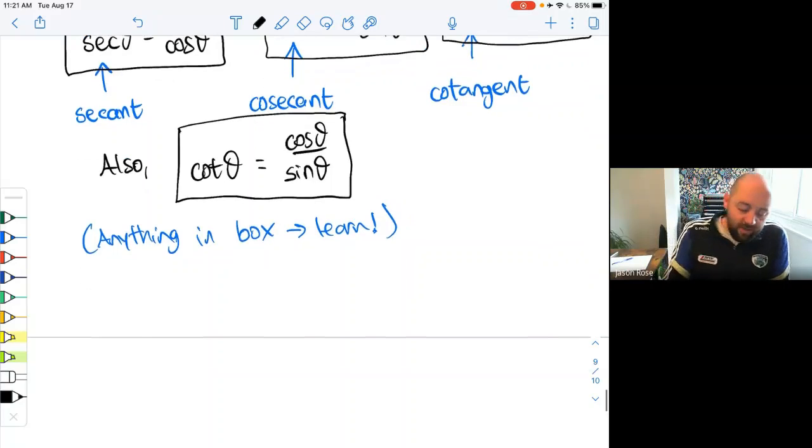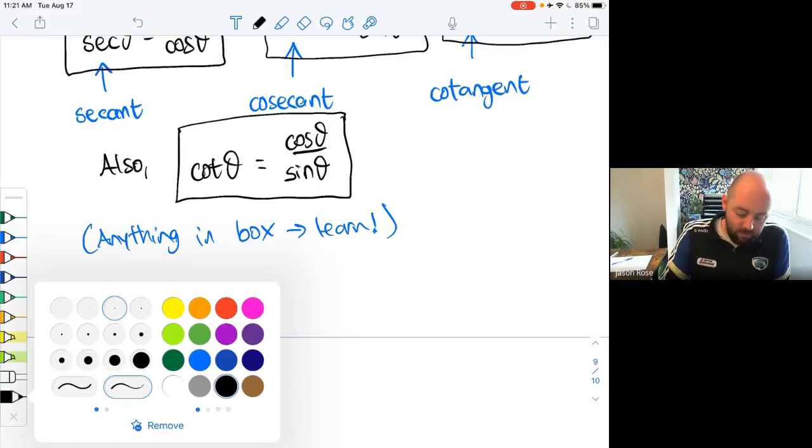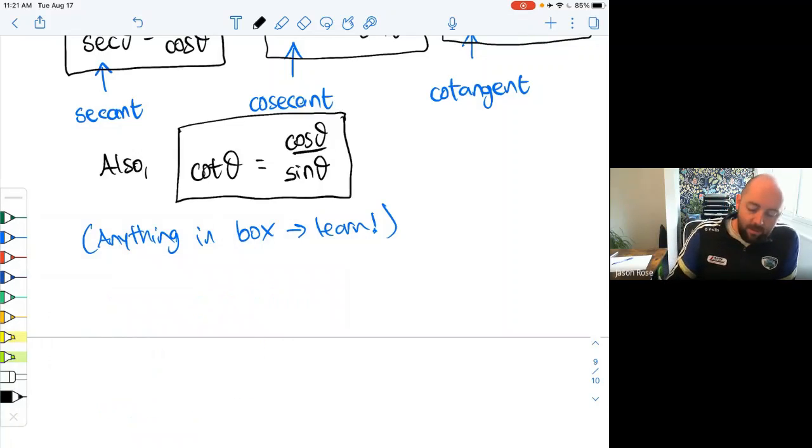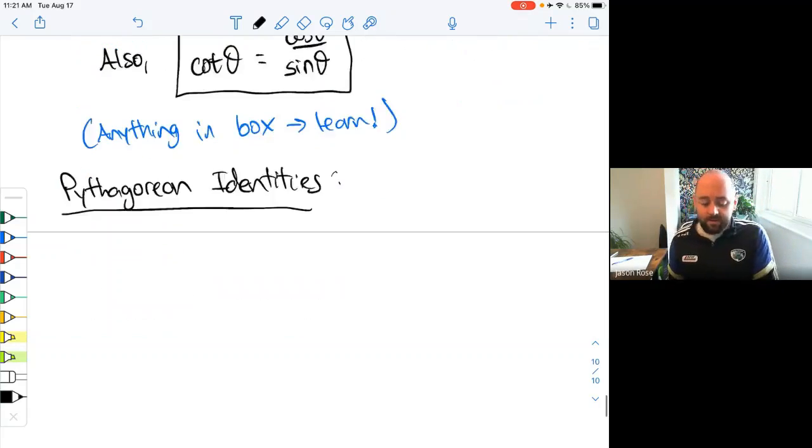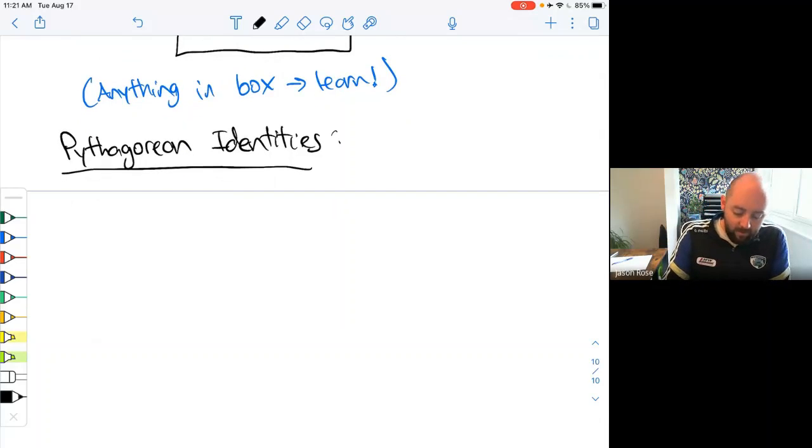I bet there's another trig identity that some of you know, called Pythagorean identities. They're called Pythagorean because they come from Pythagoras' theorem. So just a little bit of context here.